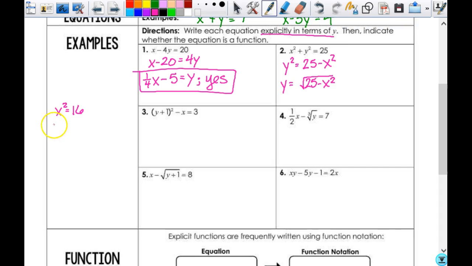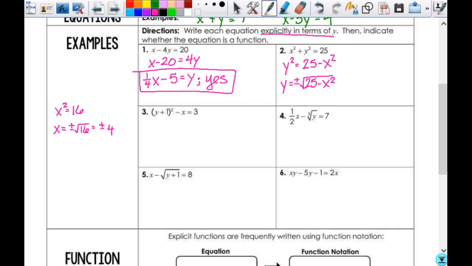Plus or minus 4, right? So when you take the square root of both sides, x is actually plus or minus the square root of 16, so it's plus or minus 4, right? Because if I take a positive 4 and substitute it in, I get 16. If I take a negative 4 and substitute it in, I still get 16, right? So when you take the square root like that, you have to add plus or minus to it.